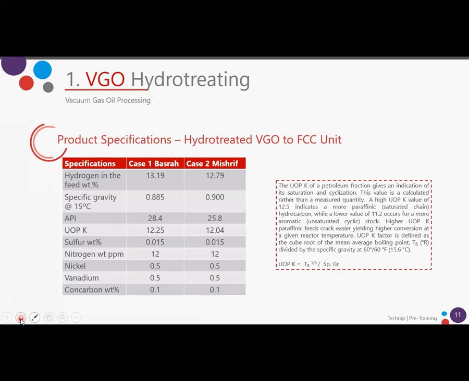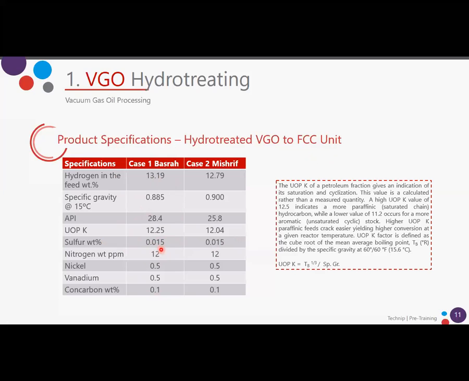So what we will get is this. We will get the vacuum gas oil that will go to the FCC unit. So this is our product. We will see here the sulfur content, that is 150 ppm. Remember that to convert from weight percent to ppm, you multiply by 10,000. So 100 ppm of sulfur.